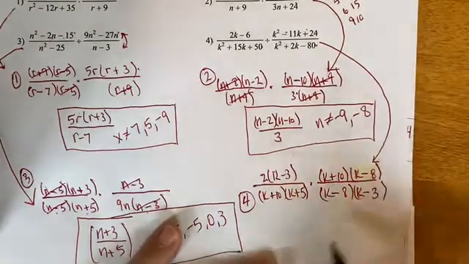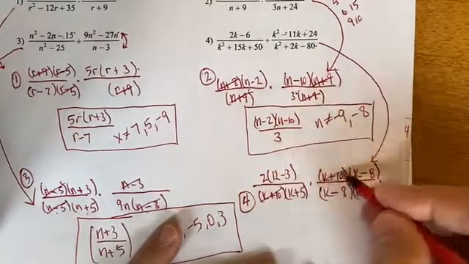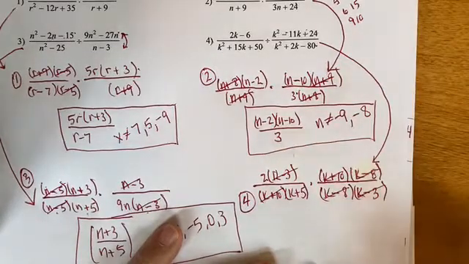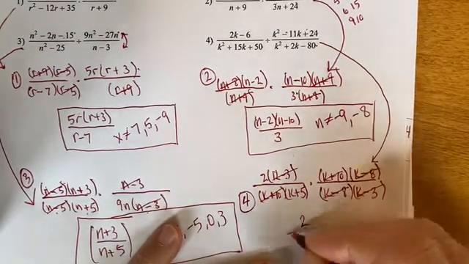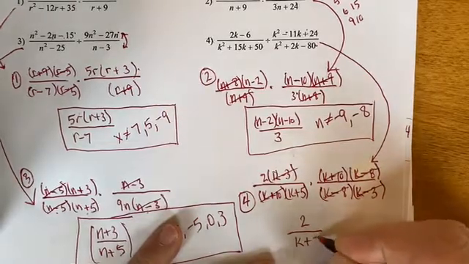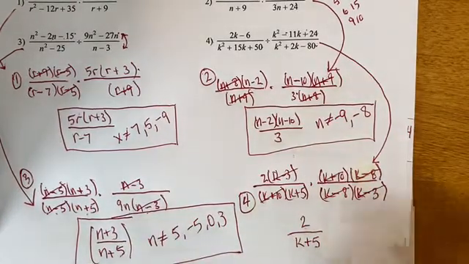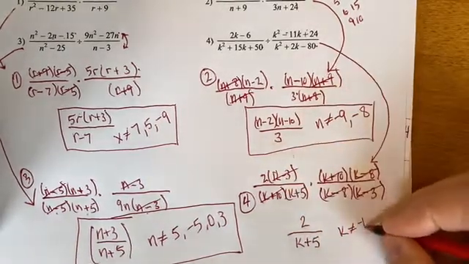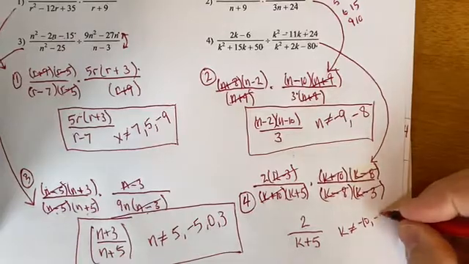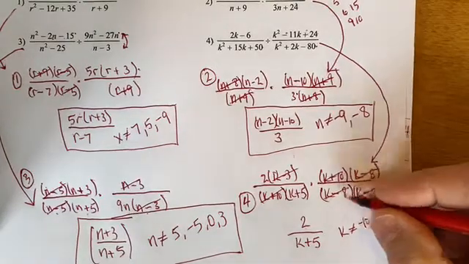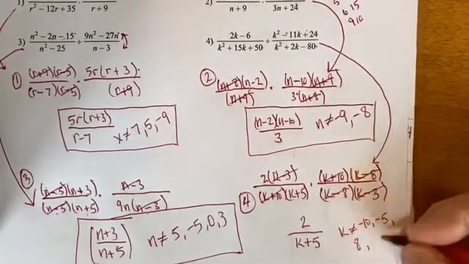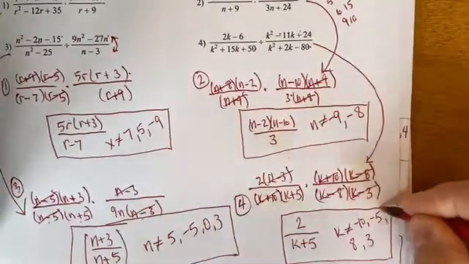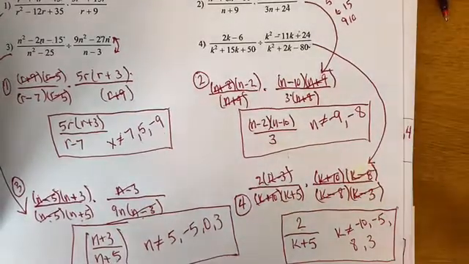Now what cancels? The k plus 10's cancel, k minus 8's cancel, k minus 3's cancel. So the answer is 2 over k plus 5, and that's it. Excluded values, k cannot be negative 10, negative 5, positive 8, positive 3. And that is it for your assignment.